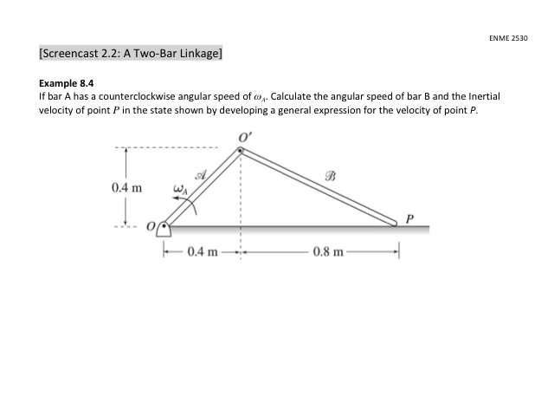In this example, we're given a two-bar linkage and directed to find two things. The first is the angular speed of bar B and the inertial velocity of the point P.